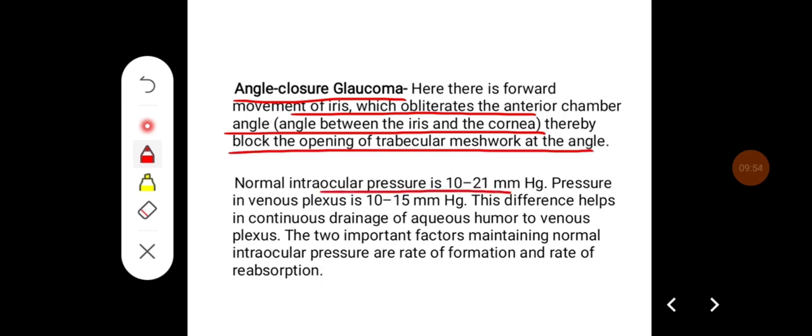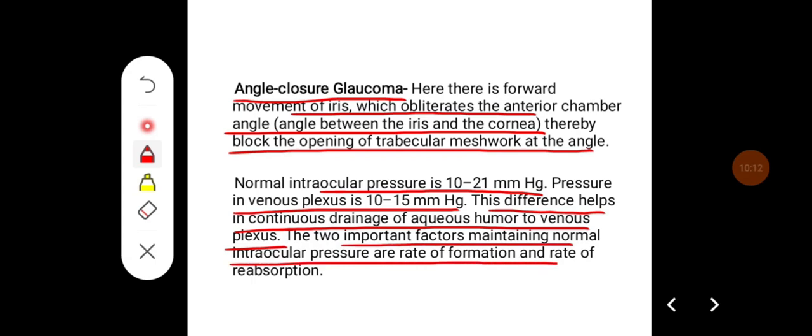Normal intraocular pressure is 10 to 21 millimeters of mercury. Pressure in venous plexus is around 10 to 15 millimeters of mercury. This difference helps in continuous drainage of aqueous humor to venous plexuses. Two important factors maintaining normal intraocular pressure are rate of formation and rate of reabsorption.